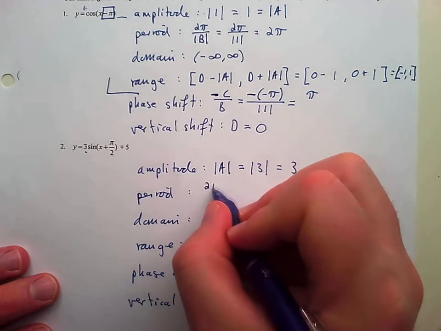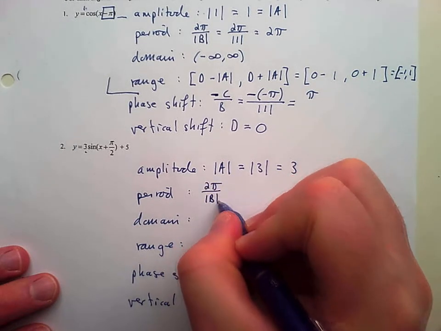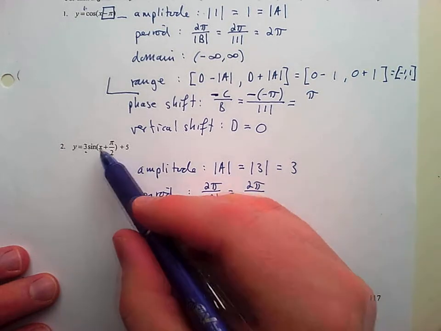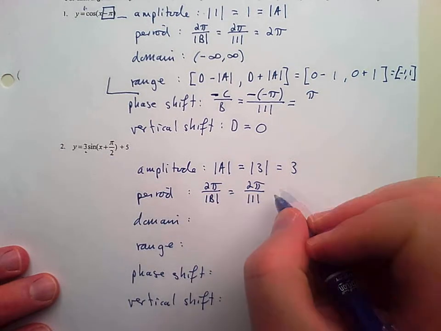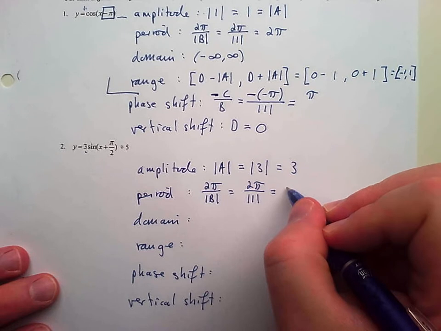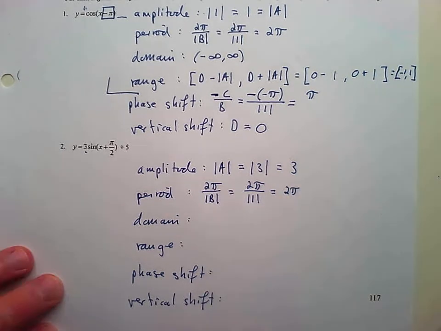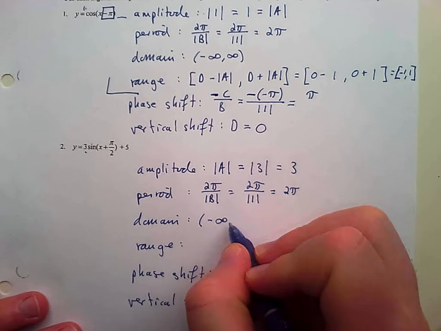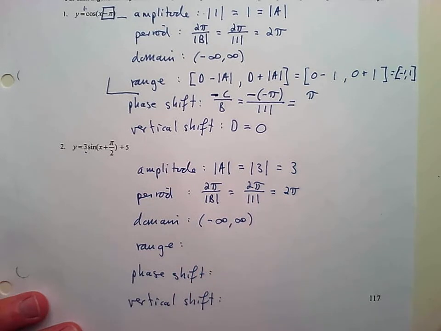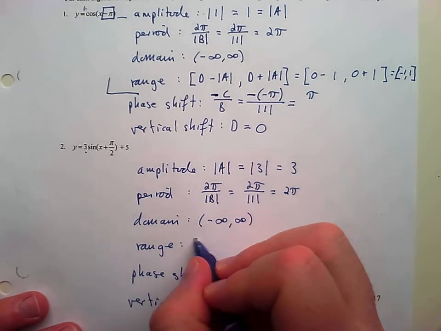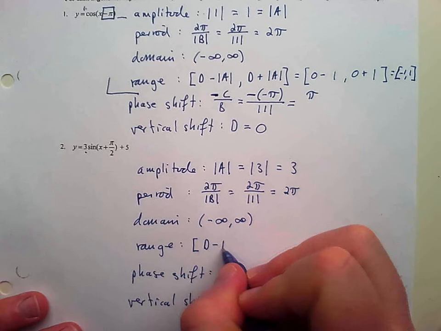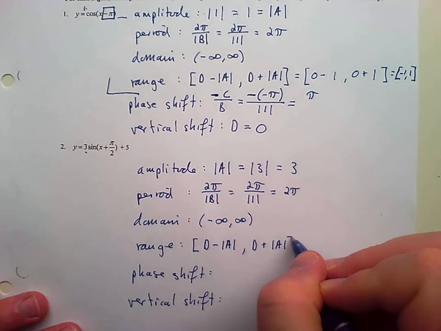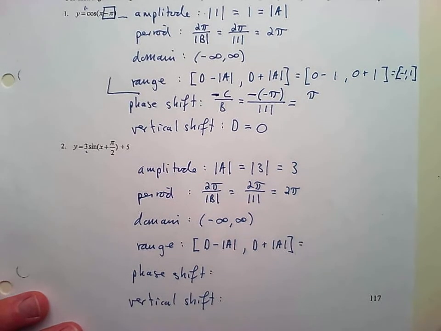Our period is given to us by 2 pi over the absolute value of B. So here, B is what we're multiplying to our x. Here we're not multiplying anything to our x, or just that make-believe value of 1. So the absolute value of 1 goes in our denominator, so again, this just becomes 2 pi. Our domain is always from negative infinity to positive infinity for the sine and for the cosine function. And our range is given to us by D minus the absolute value of A to D plus the absolute value of A. And this always gets the square brackets.